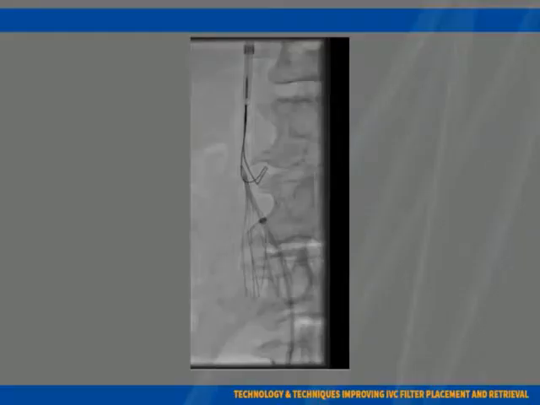And that's what's happening here. You can see the guide catheter on the bottom, the wire snared, and then we'll just bring the big sheath down, grab the filter, and we can get it out. This type of filter is going to be very hard to get out no matter what we do. It's tilted quite a bit.